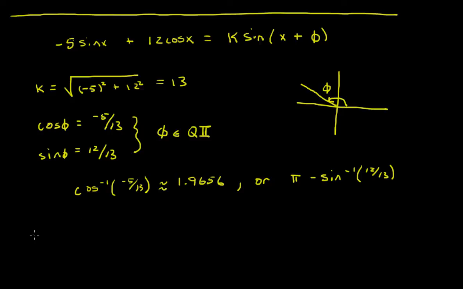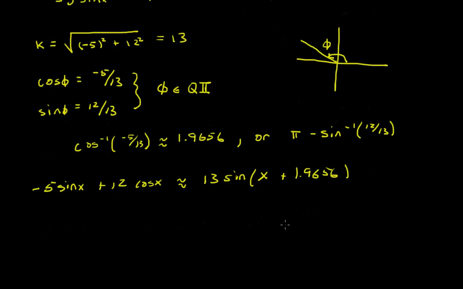Our solution is that negative 5 sine x plus 12 cosine x is going to be very close to 13 times the sine of x plus 1.9656. And once again, we could add any integer multiple of 2 pi to that, and we'd be fine.